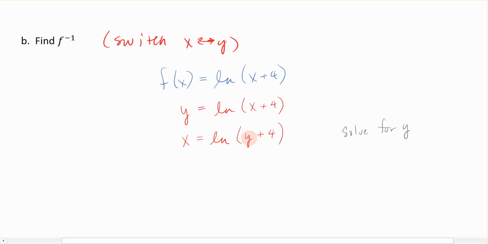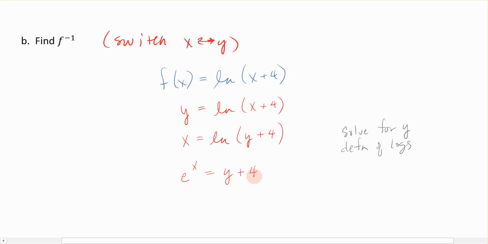In order for me to get y out of the argument position, I'm going to use the definition of logs, and I'm going to rewrite this whole expression in its exponential form. So how did we do that a long time ago, many videos ago? We started with the base. What's the base that I have here? It's e raised to the exponent equal to the argument, y plus 4.